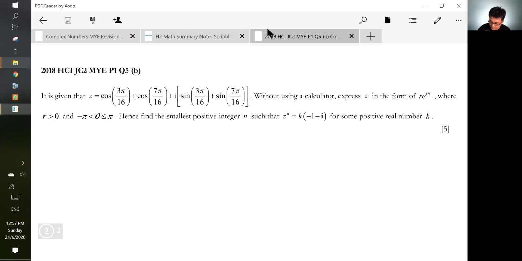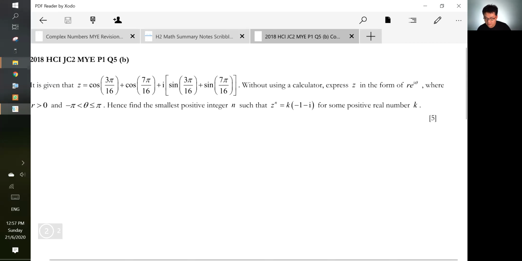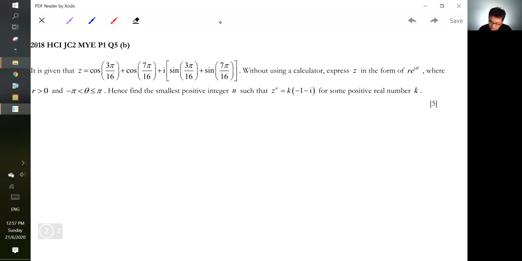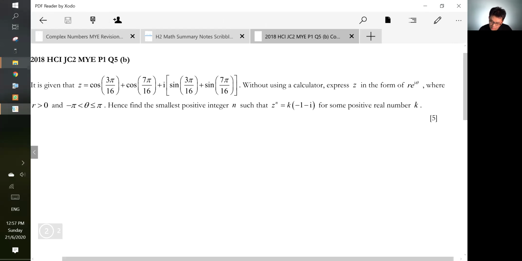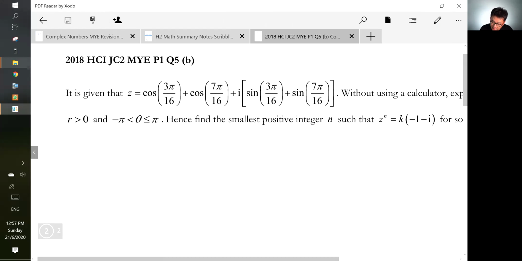You solve this without using a calculator: express z in the form of r e^(iθ). Okay, there are a few ways of doing this now. First of all, for r e^(iθ), you need the angle to be the same. Now this is quite confusing, right?